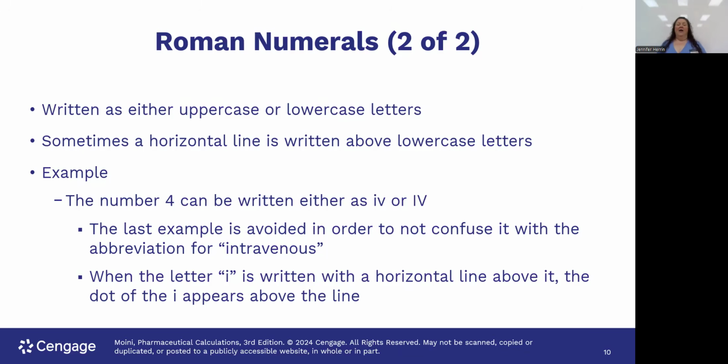When the letter i is written with a horizontal line above it, the dot of the i would appear above the line, much like this. That would represent a 1. Or I could do it like this. That would represent 2. And again, I apologize, I know it's a little small on that particular screen.